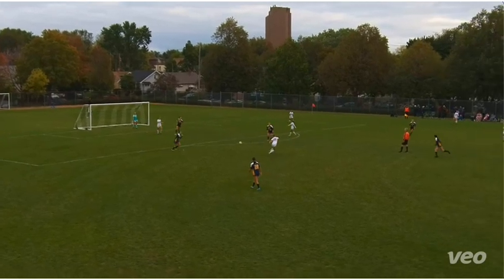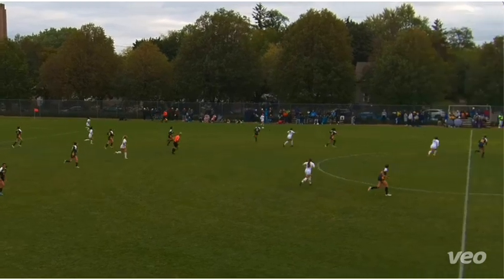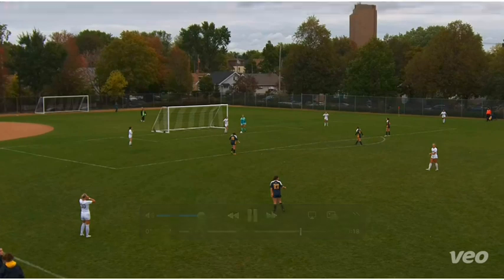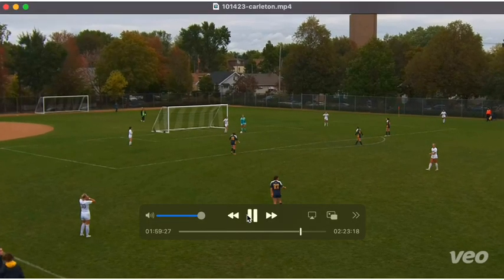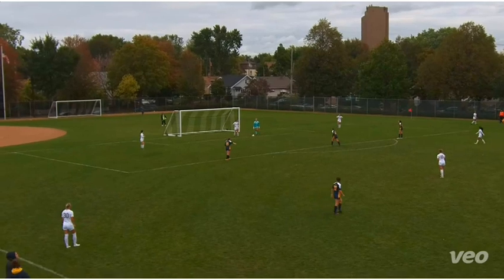So again, a little bit of change in their press. We're able to find that Josie in behind and very clean, right? And that's interesting because their press had caused us a lot of problems. But look at how this time that central player doesn't go pressing. She stays.